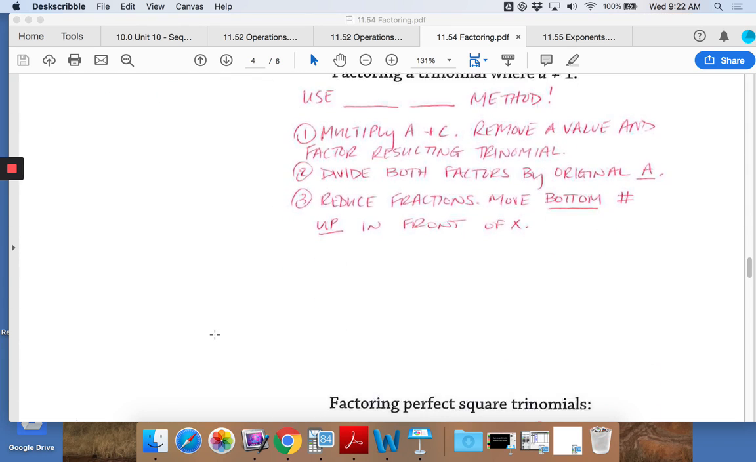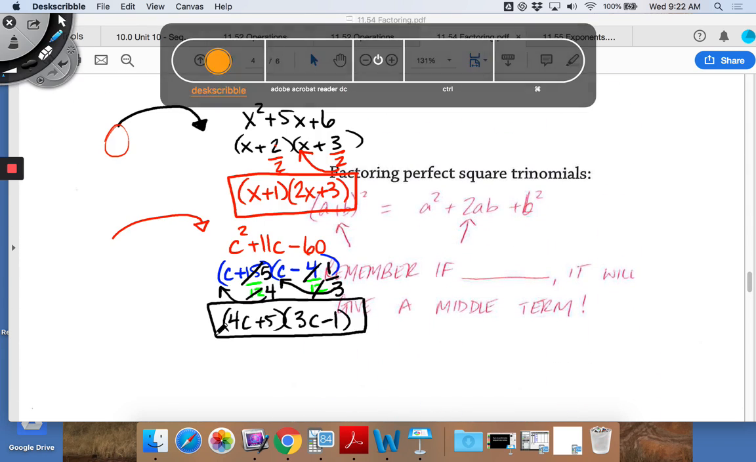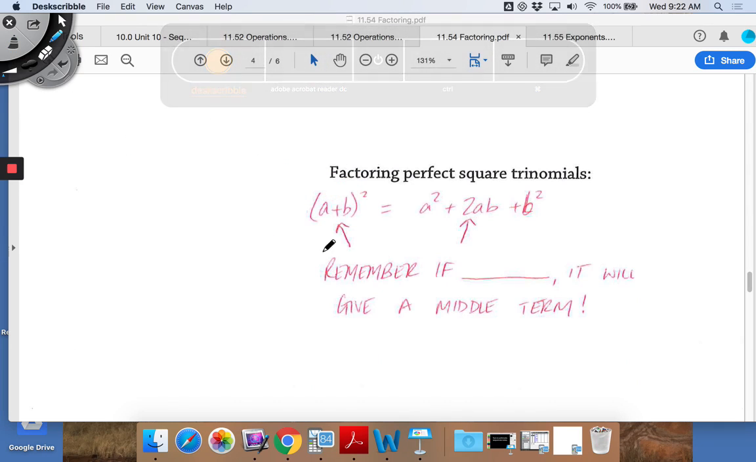Okay, so now we're going to talk about perfect square trinomials. So for a perfect square trinomial, a plus b squared would give us a squared plus 2ab plus b squared. So remember, if we're adding, it's going to have a middle term. So if this is adding here. So let's look at those examples.